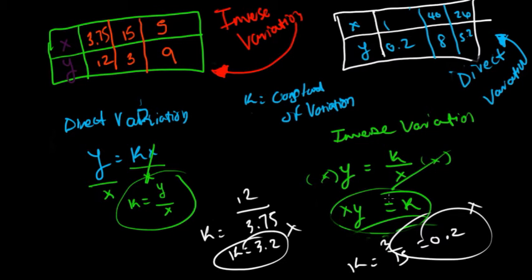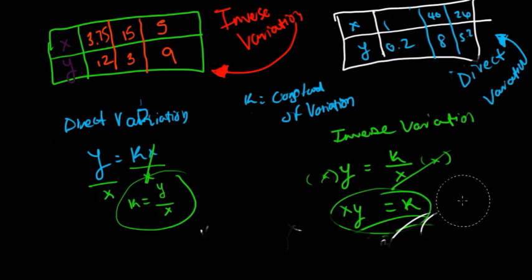But when we check it with the inverse variation formula, instead of seeing what increases and what decreases, if we take x and multiply it times y, we should get the same number as if we do 15 times 3 and 5 times 9. These should all get the same number. Okay? Well, let's look at this other graph over here and see what we will get.